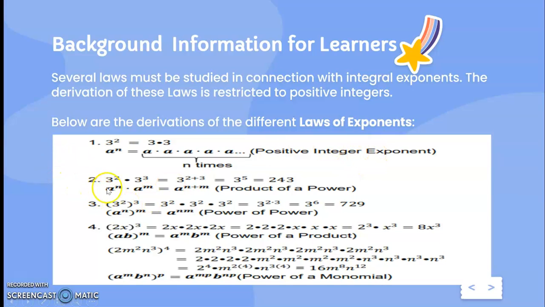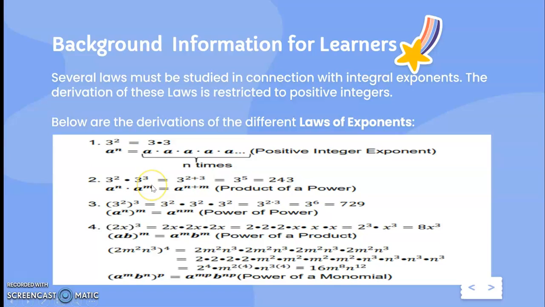So number 2, we have here 3 squared times 3 cubed. By the way, if you can still remember, the exponent is the 2 in 3 squared. Okay, so it is a number which is written at the upper right-hand corner of the base. So the base is the larger number.